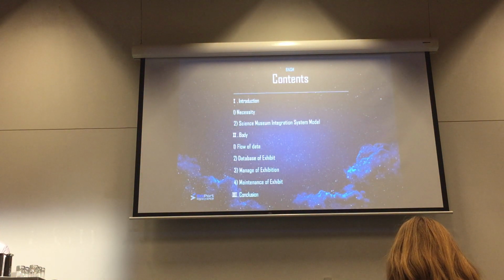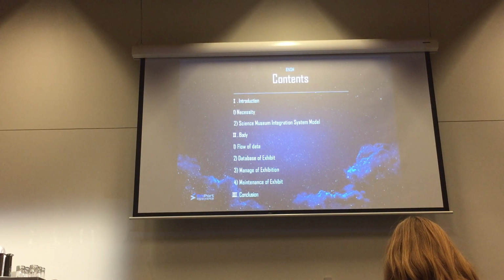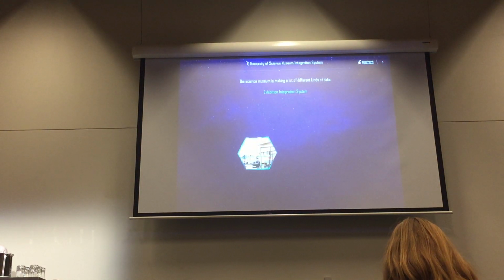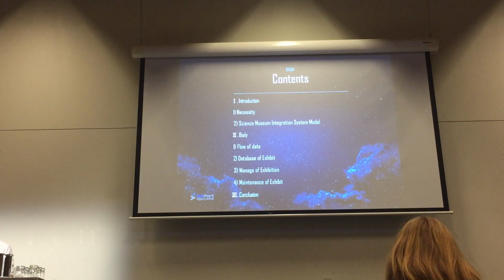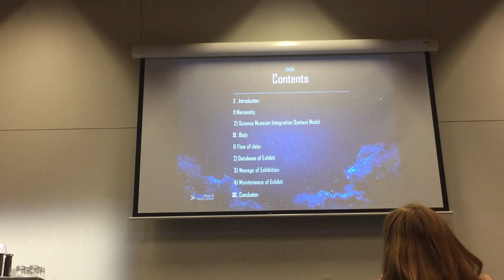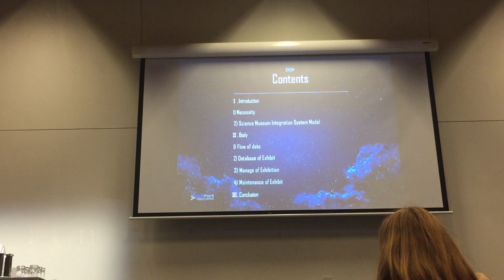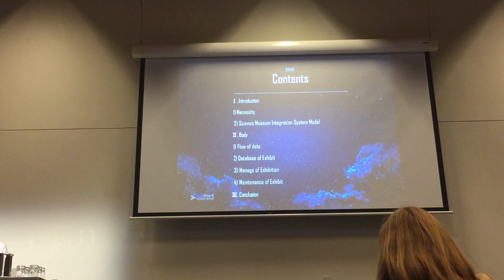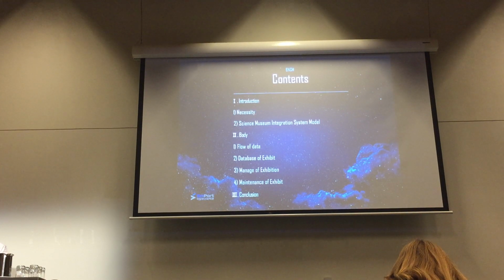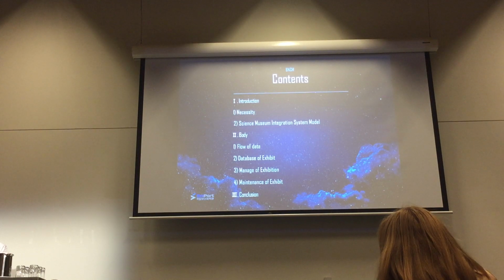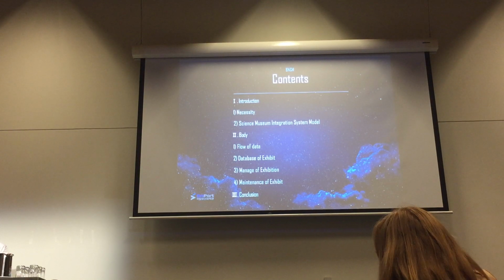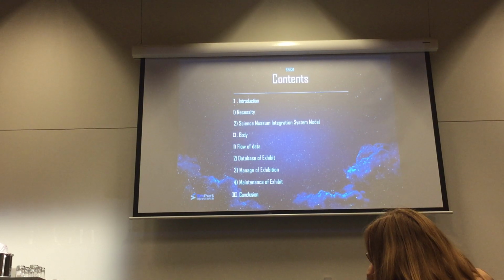This is the content. Introduction, necessity, Science Museum integration system model, and flow of data. Body from 2 to 4 is the optimized function of the Science Museum integration system. These functions are in use now after development in our Science Museum. And database of exhibit, management of exhibition, maintenance of exhibit, and conclusion.